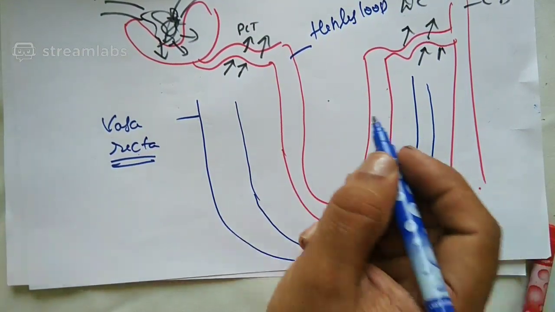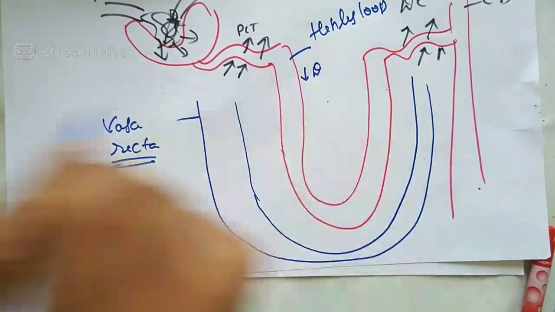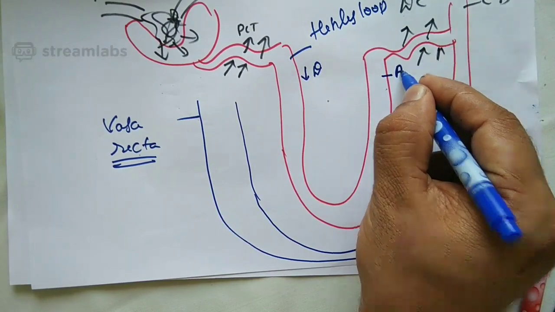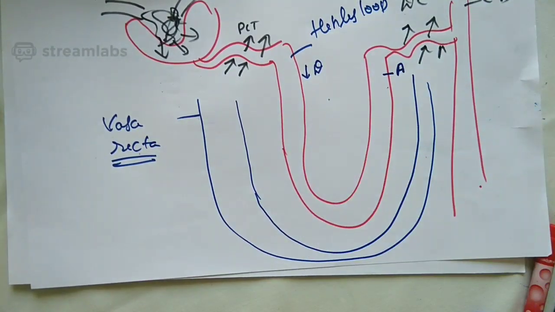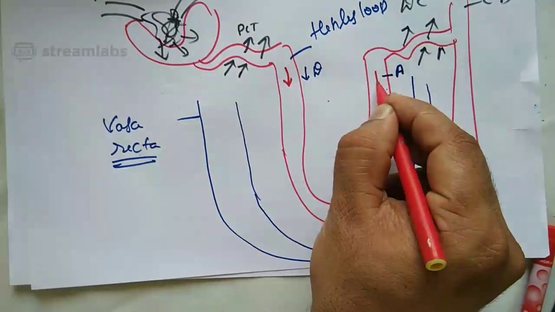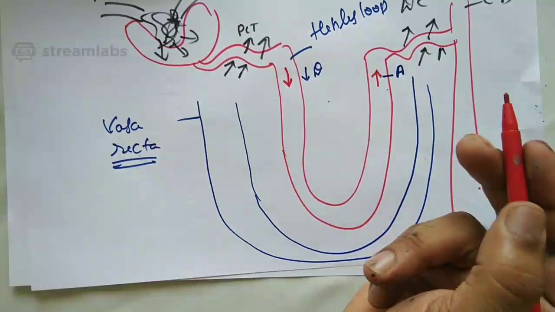Listen carefully. This part of Henle's loop is called the descending limb. Clear? This part of Henle's loop is called the ascending limb. Why? Because filtrate will be flowing down here. Filtrate will be moving above here. This is called counter, opposite.